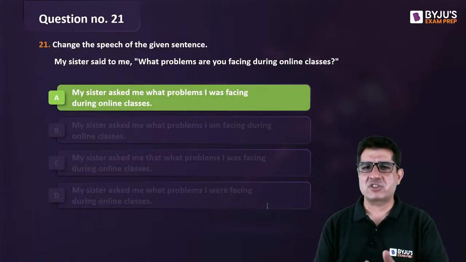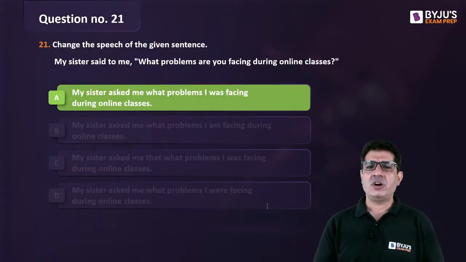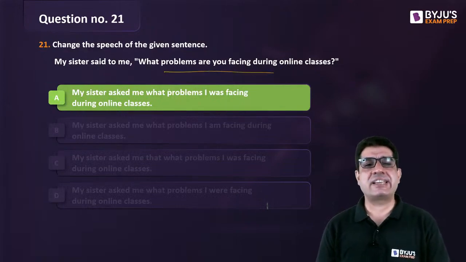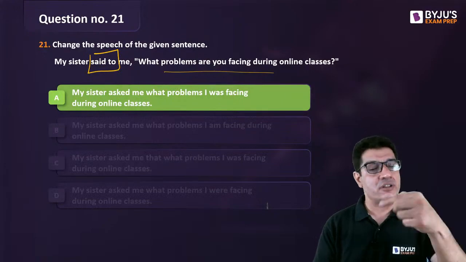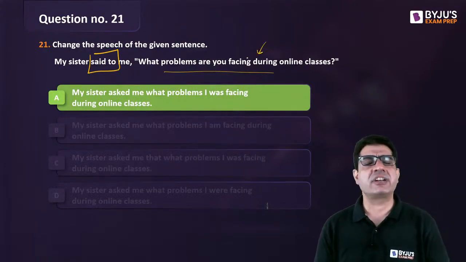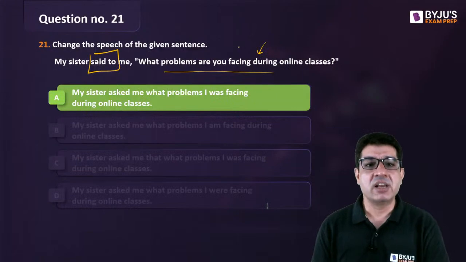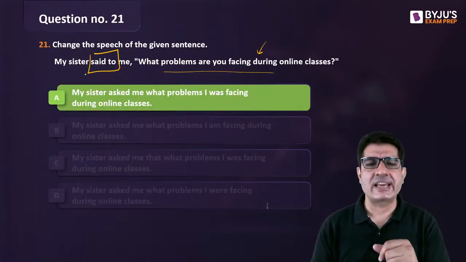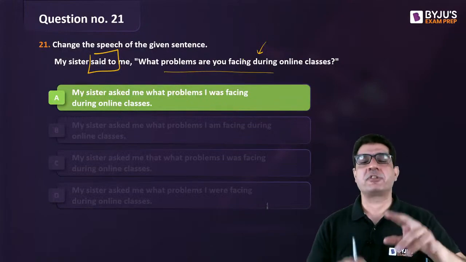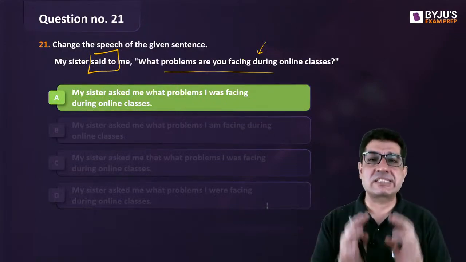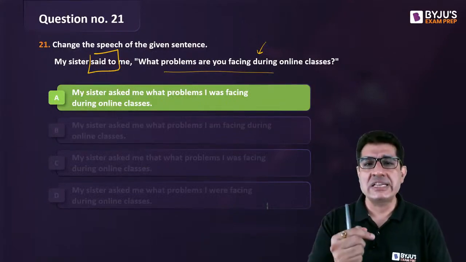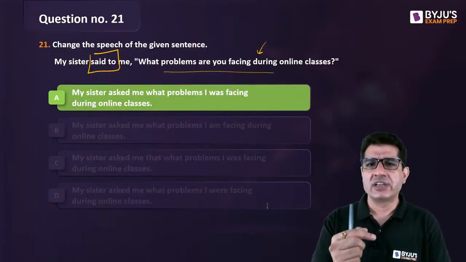Okay, so is there a situation where we do not change the tense? Yes. If the reporting verb is in the present tense or the future tense, we don't change the tense of the part in the quote marks. But if the reporting verb, the verb which is outside the quote marks, is in past tense, the tense of the sentence in quote marks is changed. Okay, so do keep that in mind while working on direct and indirect speech.